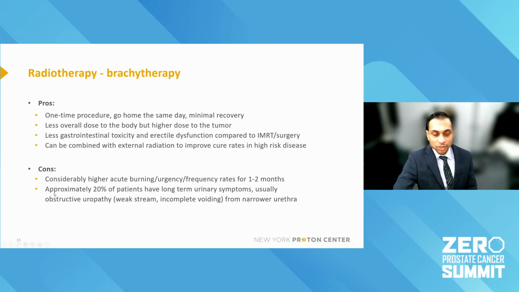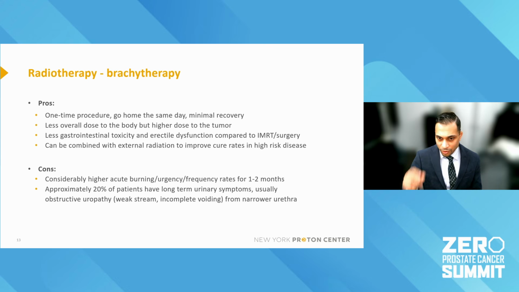What are the drawbacks though? There is a considerably higher rate of acute burning, urgency, and frequency for the first couple of months, and then that does tend to subside after a while. But long-term, approximately 20% of patients, that's 1 in 5 patients, do have long-term urinary symptoms, typically stemming from a narrowing of the urethra, and that turns into obstructive uropathy. This is like weak stream, incomplete voiding, waking up at night several times, intermittency and dribbling. This can all happen as a result of brachytherapy, because even though you're getting that very high dose to the prostate gland and you are avoiding all these other structures, rectum, bladder, etc.